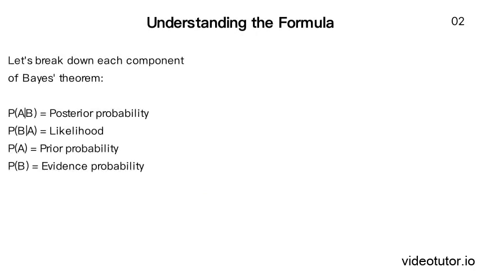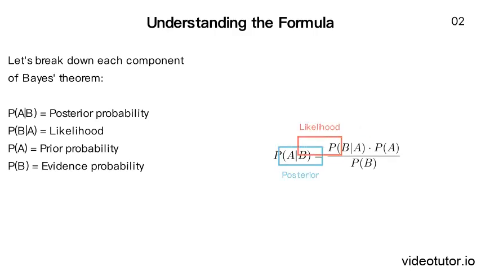Now, let's examine each component of Bayes' theorem. P of A given B is the posterior probability. This is what we want to find. P of B given A is the likelihood, the probability of observing our evidence if our hypothesis is true. P of A is the prior probability, our initial belief before seeing evidence. And P of B is the evidence probability, the total probability of observing the evidence under all possible scenarios.